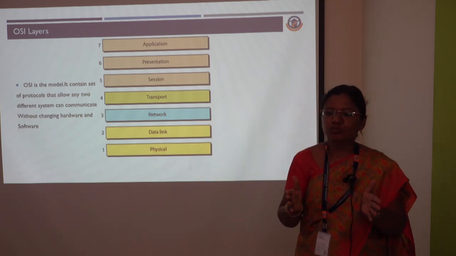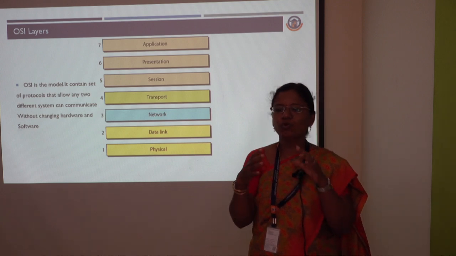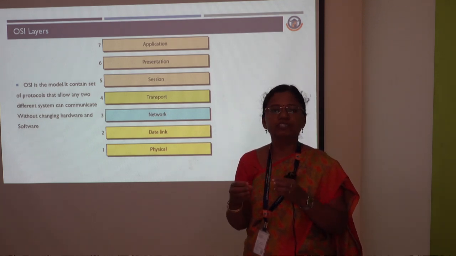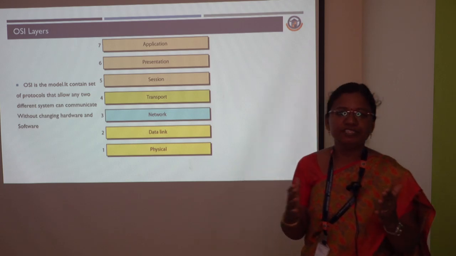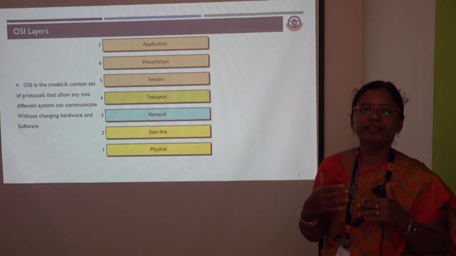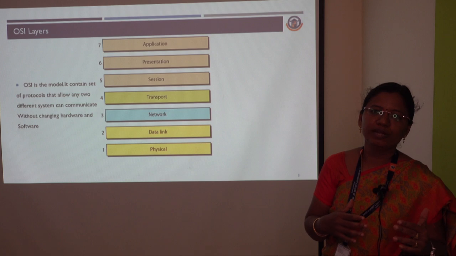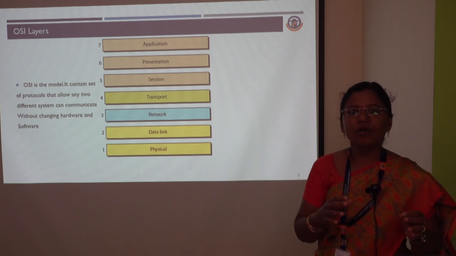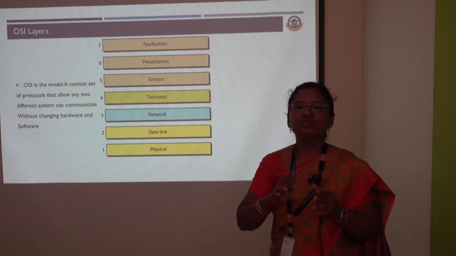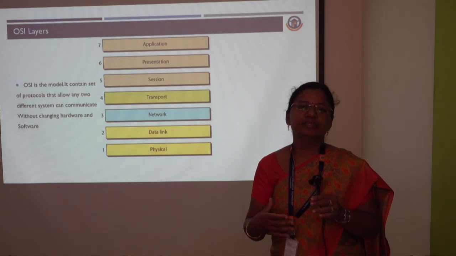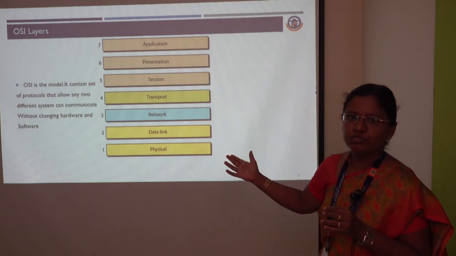What are open systems? Why are we going to open systems? An open system is a set of protocols used for different communications. When different systems want to communicate with each other, we need the OSI model, so that without changing their hardware and software requirements, the two systems are able to communicate with each other.